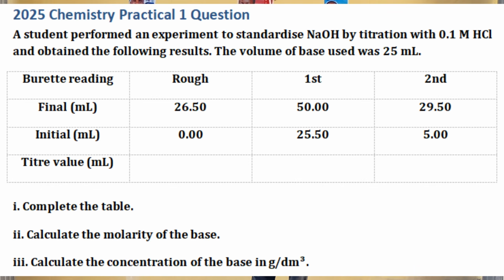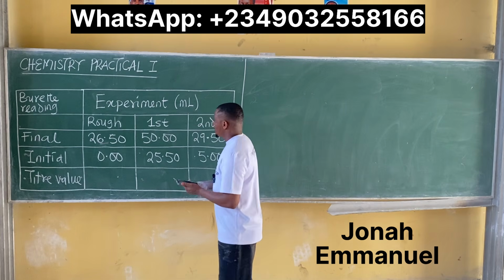They said the volume of the base used is 25 milliliters. So you have the table there. It says complete the table, calculate the molarity of the base, and calculate the concentration of the base in gram per dm cube. So how do you solve that?